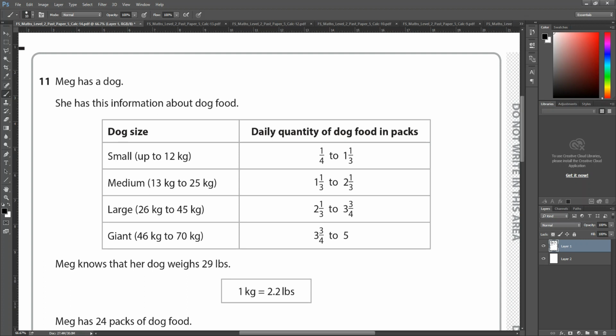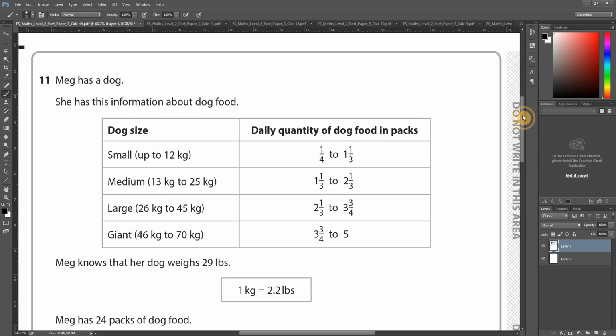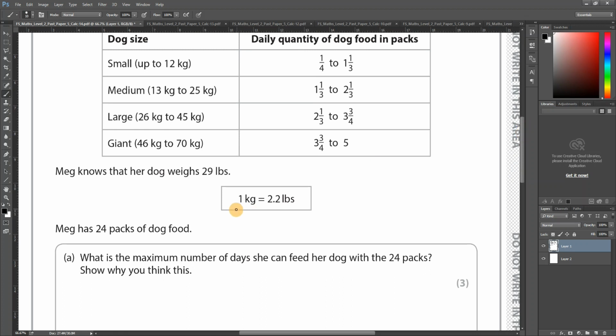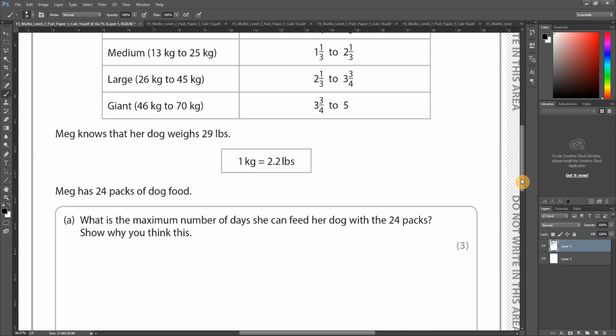Question 11. Meg has a dog. She has this information about dog food. So dog size, you've got small, medium, large, and giant. And you've got daily quantity of dog food in packs. So you've got a range of values for each one. Okay. Meg knows that her dog weighs 29 pounds. We're told that 1 kilogram is equal to 2.2 pounds. Meg has 24 packs of dog food. What is the maximum number of days she can feed her dog with the 24 packs? Show why you think this. For 3 marks. Part A.